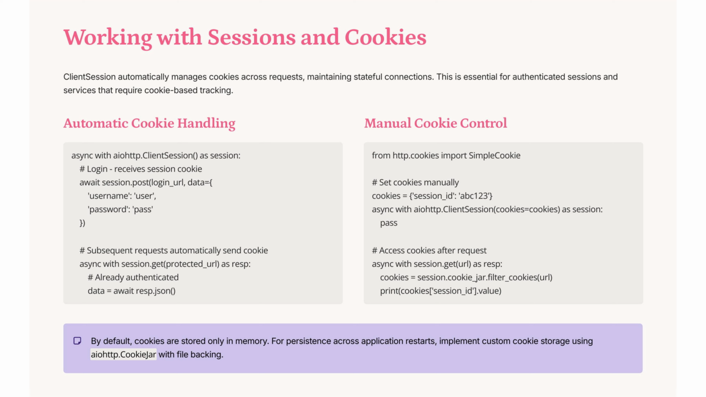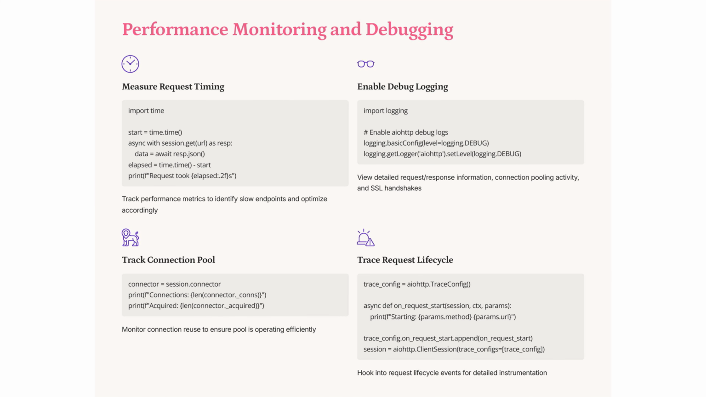ClientSession in aiohttp manages cookies automatically, maintaining stateful connections crucial for authenticated sessions. After logging in, session cookies are sent with subsequent requests. For manual control, use SimpleCookie to set cookies or access them post-request. By default, cookies are in memory. For persistence, use aiohttp.CookieJar with file backing. Measure request timing to identify slow endpoints using time tracking.